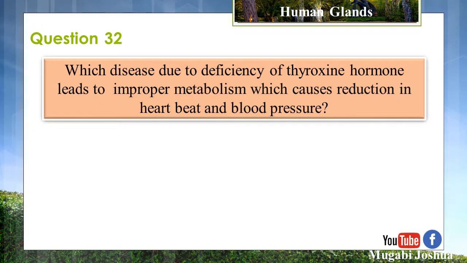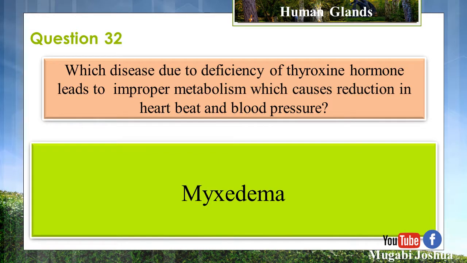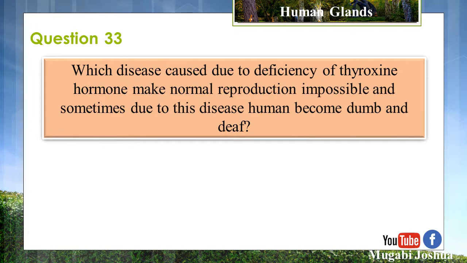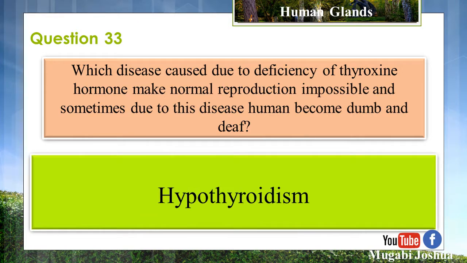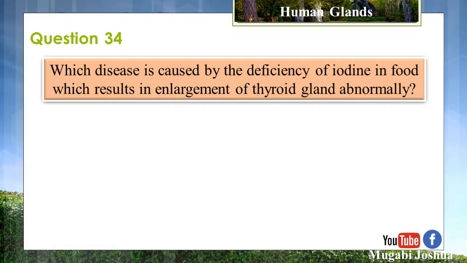Question 32. Which disease due to deficiency of thyroxine hormone leads to improper metabolism, which causes reduction in heartbeat and pressure? Myxedema. Question 33. Which disease caused due to deficiency of thyroxine hormone makes normal reproduction impossible, and sometimes due to this disease human become dumb and deaf? Hypothyroidism. Question 34. Which disease is caused by the deficiency of iodine in food, which results in enlargement of thyroid gland abnormally?